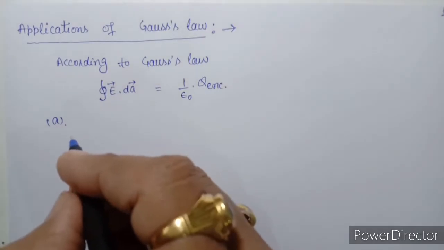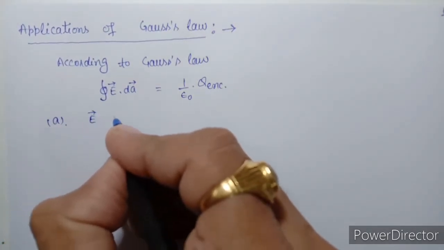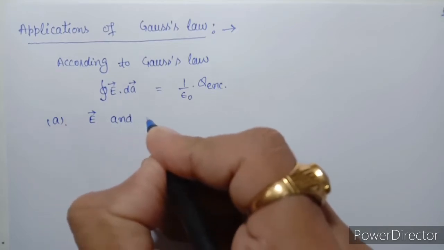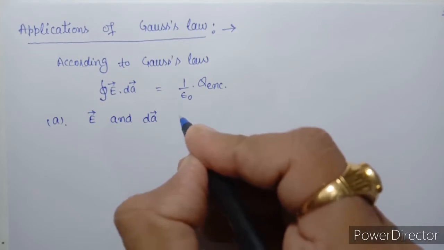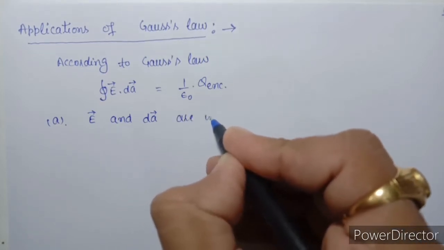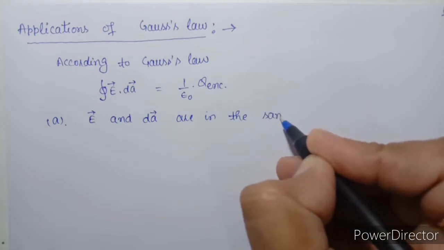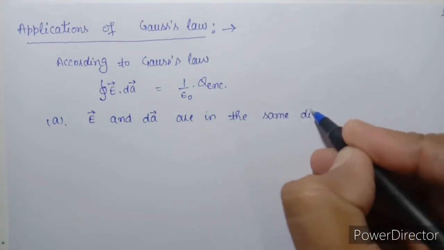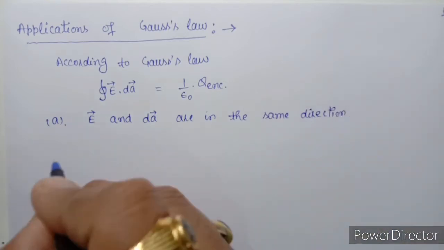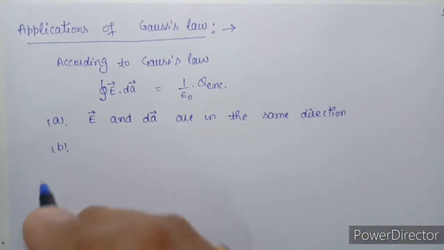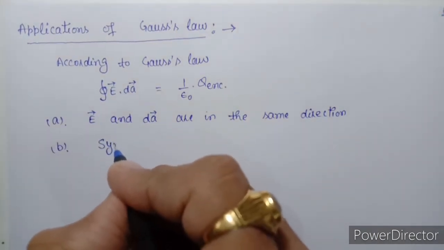First is E and dA are in the same direction, and the second assumption is we require symmetry.